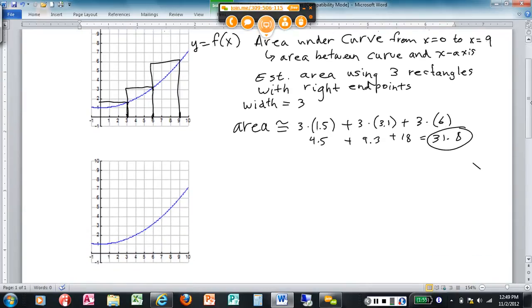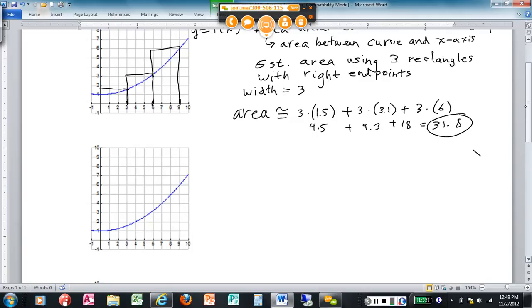So, one other bit of notation here. Because on the next one I'm going to use left-hand endpoints, for various reasons. What we're going to call this estimate right here, we're going to call it R3. Any ideas why? Right-hand endpoints, 3 rectangles, okay? So let's approximate the area again for this very same curve, 0 to 9.